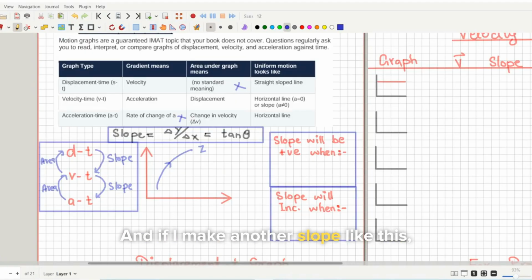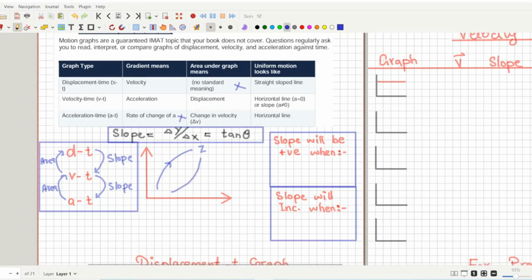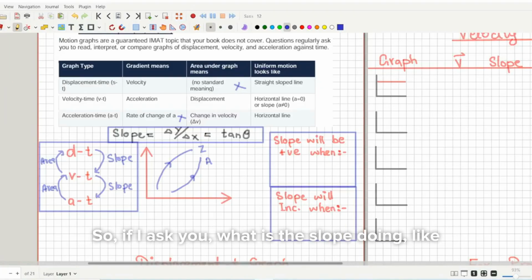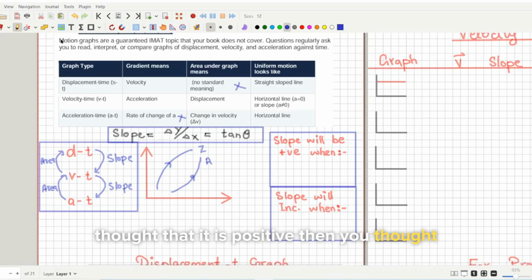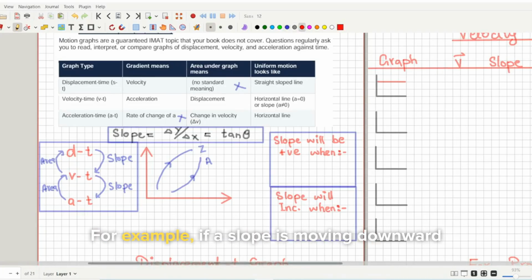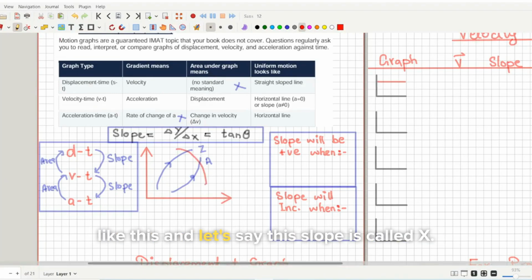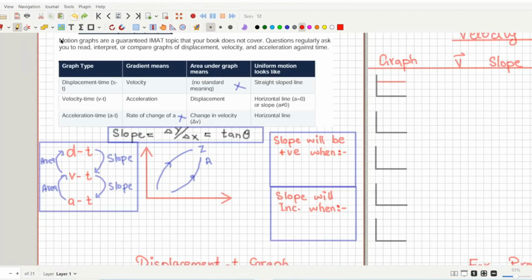And if I make another slope like this, and we say that the slope is, for example, a. If I ask you what the slope is doing, whether it is increasing, positive or negative, if you think it is decreasing, then you are wrong, it is actually increasing. And if you thought it is positive, then you thought right, it is actually positive. Let's take other examples too. For example, if a slope is moving downward like this, let's say this slope is called x.